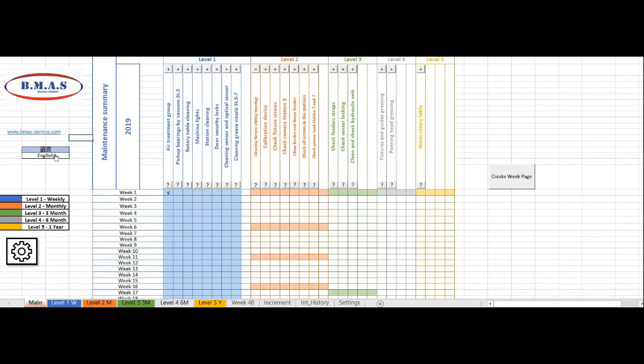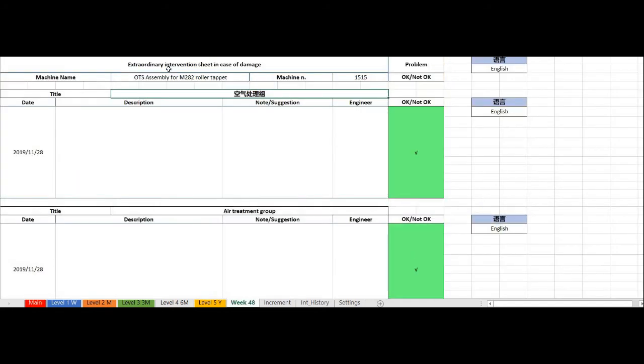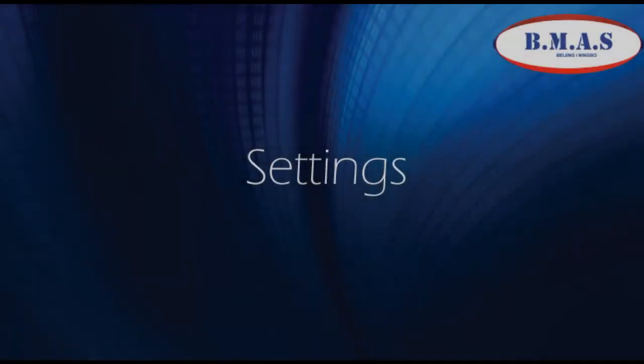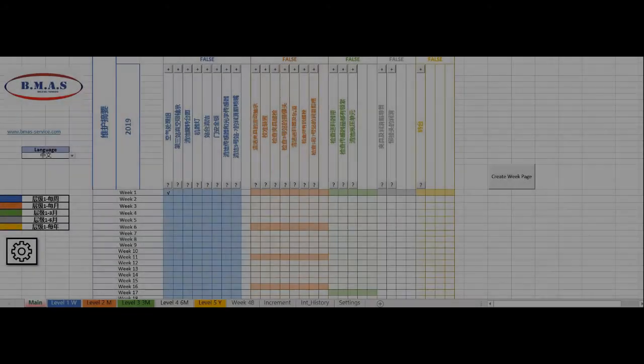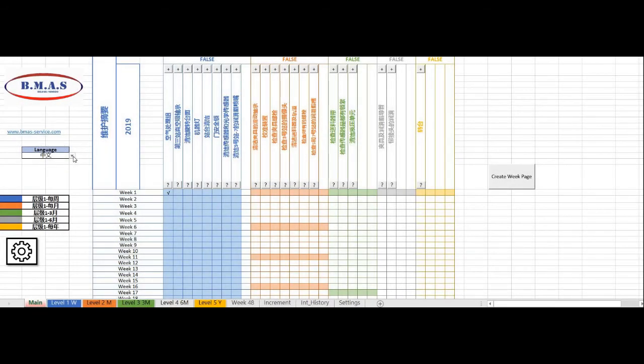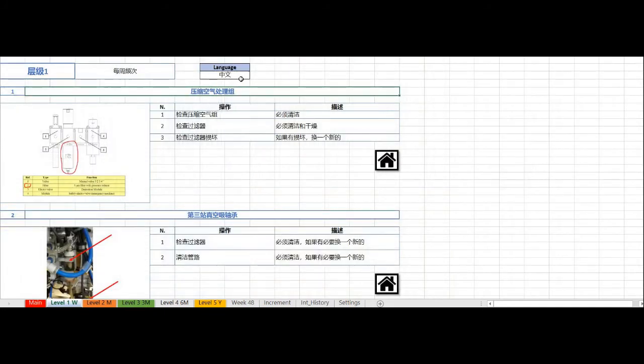If the language were set to Chinese and I press on plus, in the history the title would be in Chinese. This, at the end of the year, will show the company all the interventions carried out on the machine. It was shown that the language can be changed individually in each page of the document.